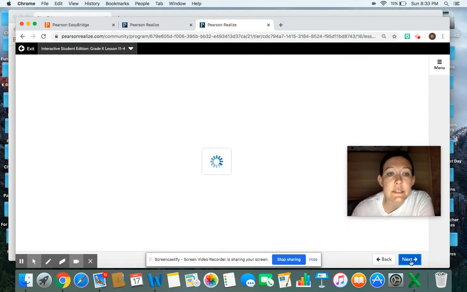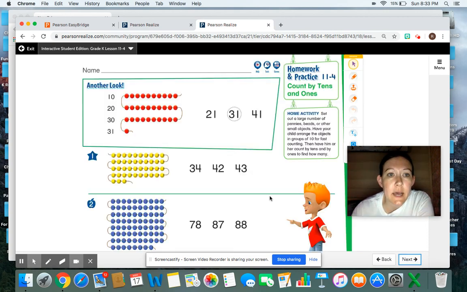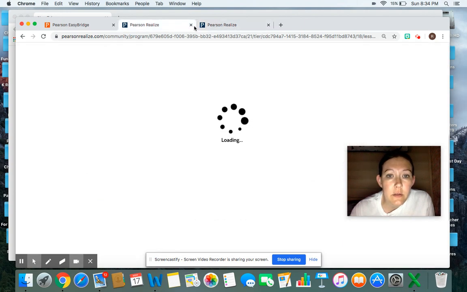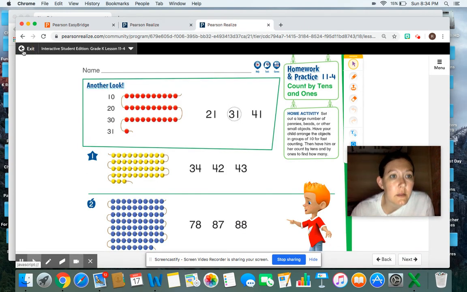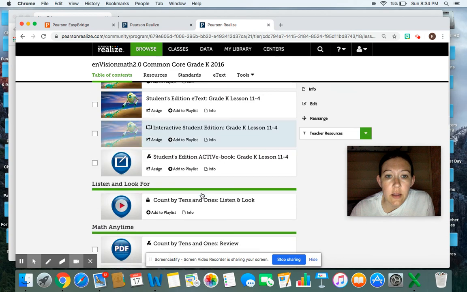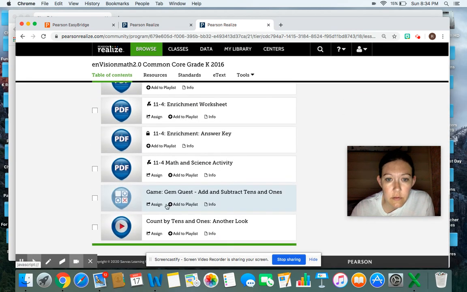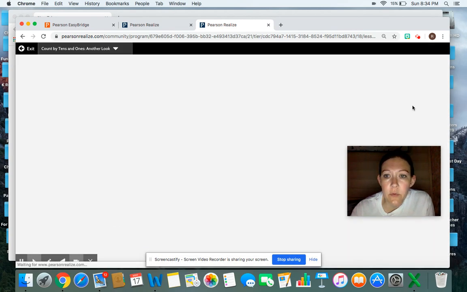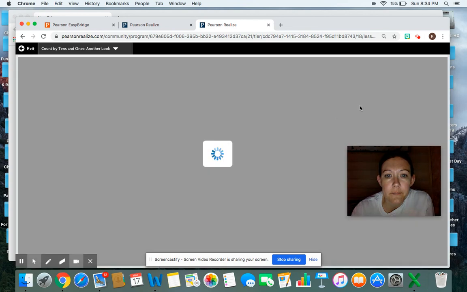All right, kinders, now when you turn the page up at the top, you will see that it says homework and practice. These pages are optional. That means you can do them if you want to, but you don't have to. If you do them, I'd love it if you took a picture and showed me your work. So I'd love to see that. So let's go ahead now. That page is still not loading. And let's take a look at our Another Look video. And then after that, that will conclude our lesson.